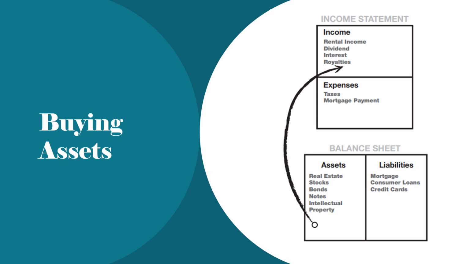The assets section contains assets owned by someone such as real estate, stocks, bonds, notes, and intellectual property. The liability section contains a set of liabilities such as mortgage, consumer loans, and credit cards. The income section contains the income generated by these assets such as rental income, dividends, interest, royalties, etc. The expenses section contains the expenses incurred such as taxes, mortgage payments. The arrow represents the flow of cash from assets to the income as there is income generated by these assets.